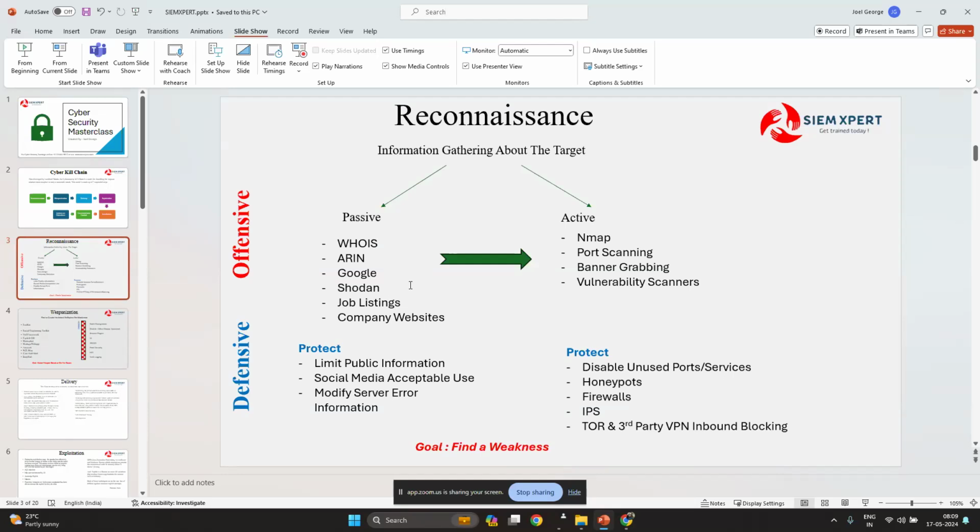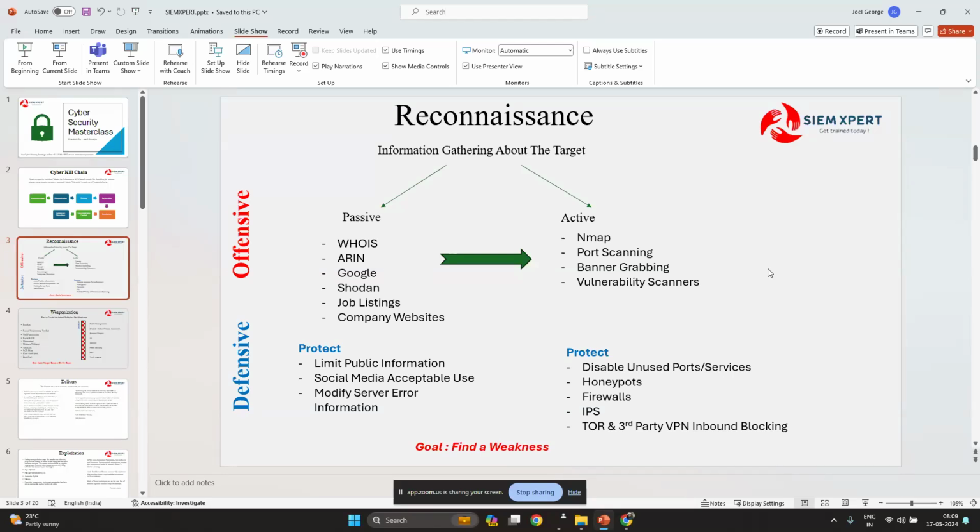And active would be mostly running a scan on their IP space, port scanning, using a tool like Nmap to understand what ports are open, what services they are running, what versions of software they are running, and based on that, whether there's any exploit on the internet which they can utilize.